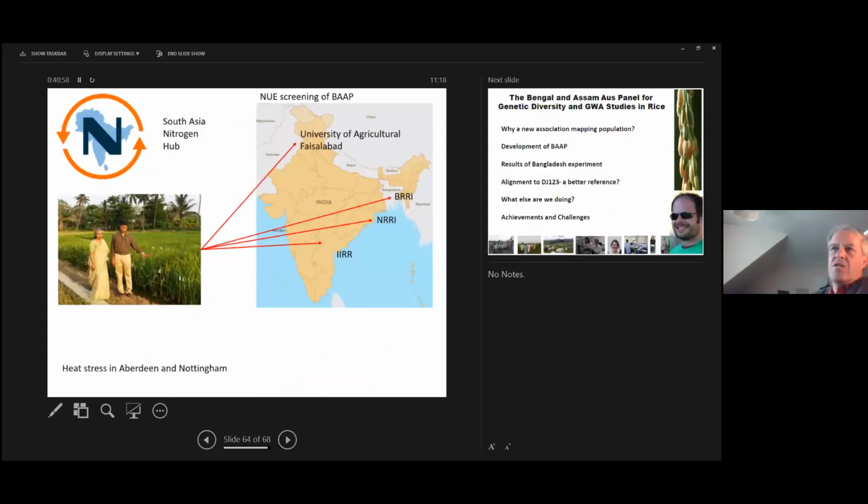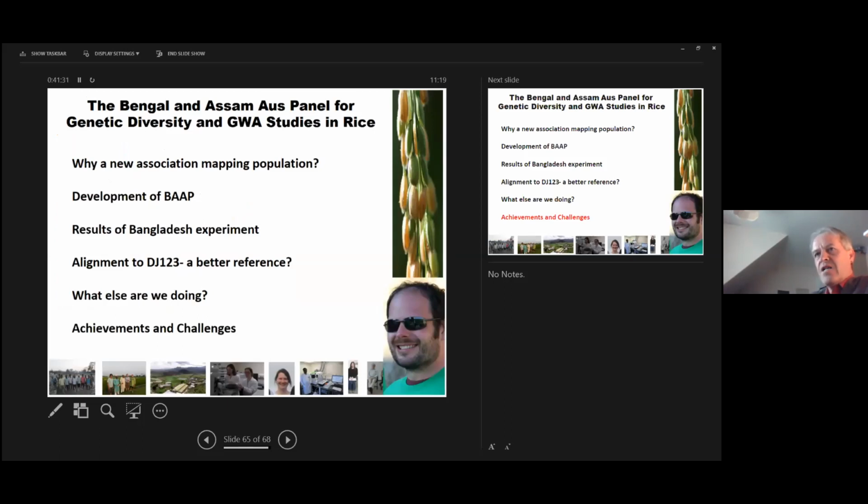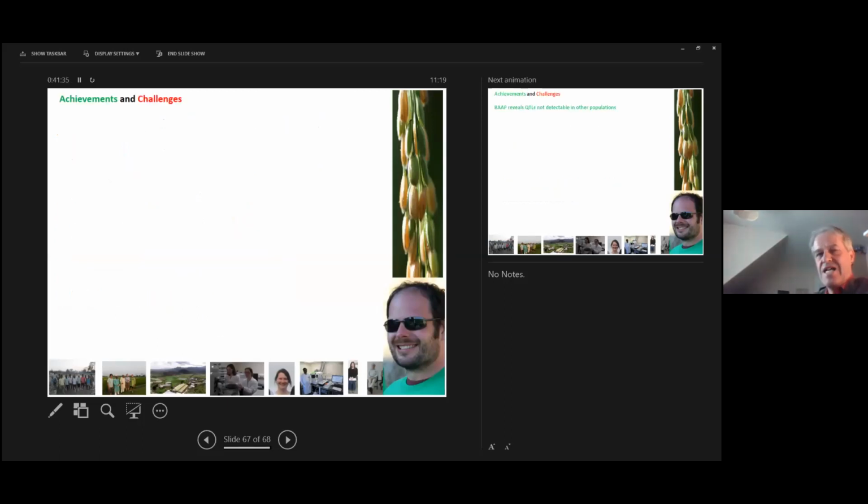But now the population is being used in the successor of the NEWS project, which is called the South Asia Nitrogen Hub, where the BAP population is being grown at NRRI and IIRR. In addition to that, it's being grown now in BRRI, the Bangladesh Rice Research Institute, and the University of Agriculture, Faisalabad, under 2 different nitrogen regimes, and we're hoping to use it to look at nitrogen use efficiency QTLs. And I think this will be more or less my last slide to sort of summarize where I think we have achieved.